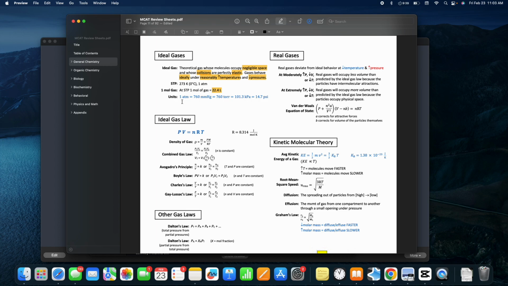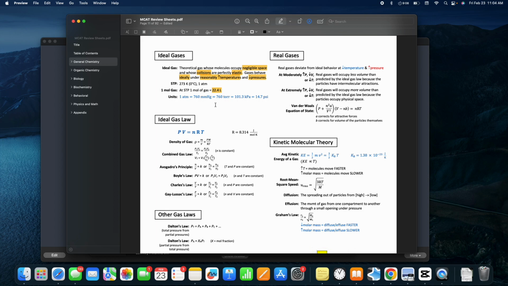And we have 1 atmosphere equaling 760 millimeters of mercury. This is how high the mercury goes, equaling to that pressure. And 760 torr as well, and 101.3 kilopascals, and 14.7 psi. Different units for the pressure of the gas.